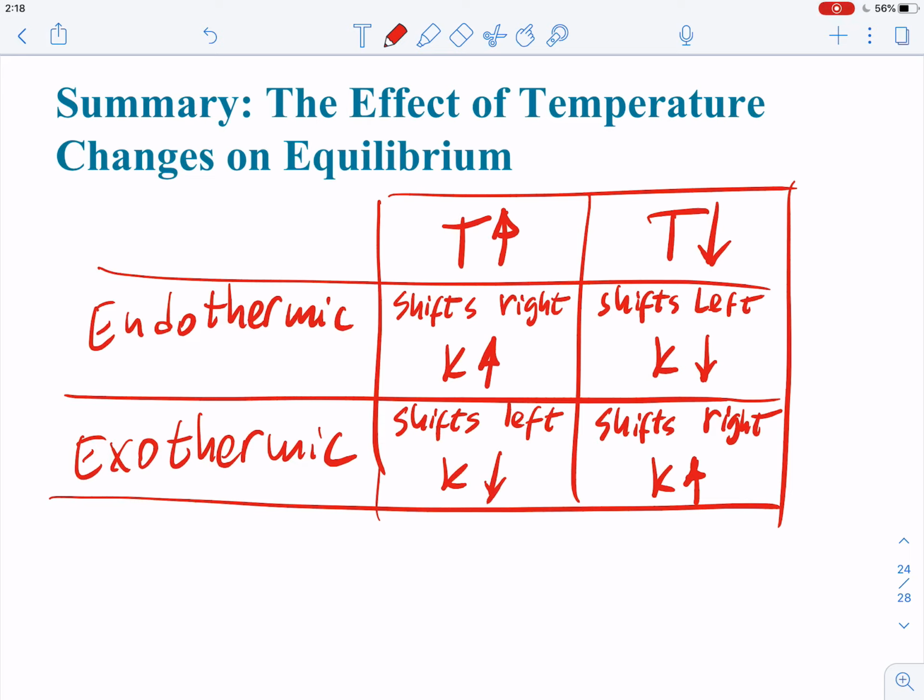Okay, so this is a table that I want you to be really clear with. Endothermic, exothermic reactions. Something happens to K. The concentrations change, of course, but that's because K is changing. It's dependent on the temperature. More on how it depends on the temperature and how you can calculate that is down the road. But for now, this is what you need to remember.